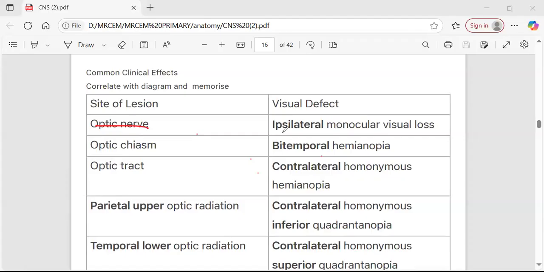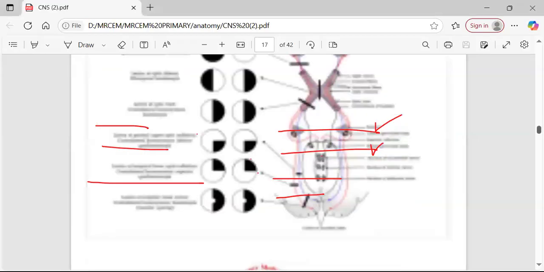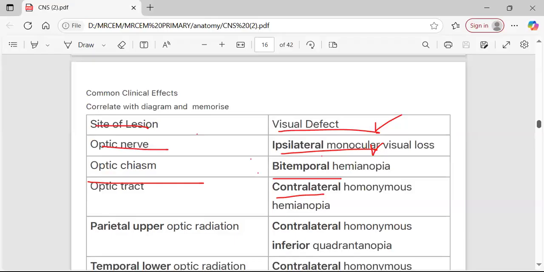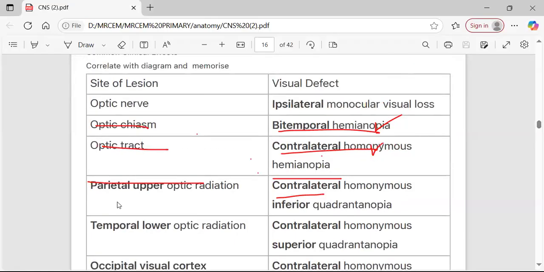If there is an optic nerve issue, there will be ipsilateral, same side monocular visual loss. If it is the optic chiasm, that is bitemporal hemianopia. If optic tract, that is contralateral homonymous hemianopia. So that is what I was telling. Then we will discuss further about it.